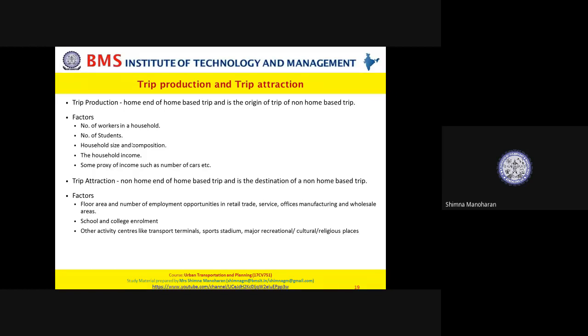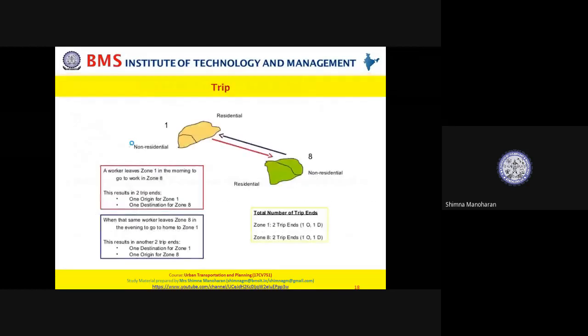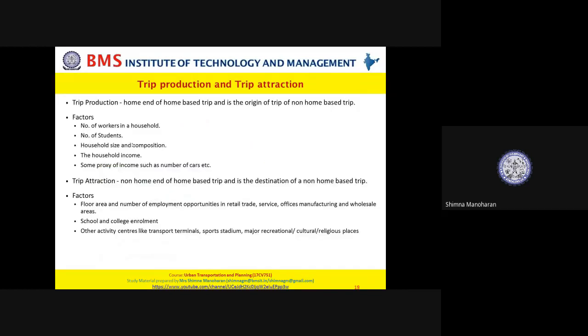So what are the factors that trip attraction depends on? If you're going to a mall, it's mainly the floor area, the number of shops available, and maybe the number of employment opportunities. Then based on school and college enrollment, the trip attraction will be different. Then if it is a leisure place, a recreational area, or a cultural area, those are again a few factors that will result in trip attraction.